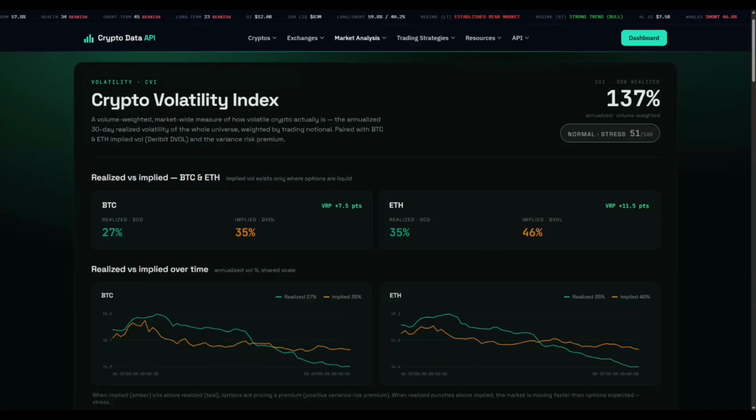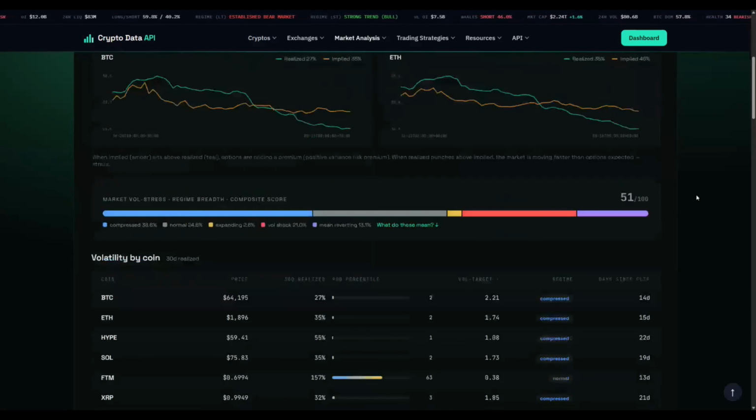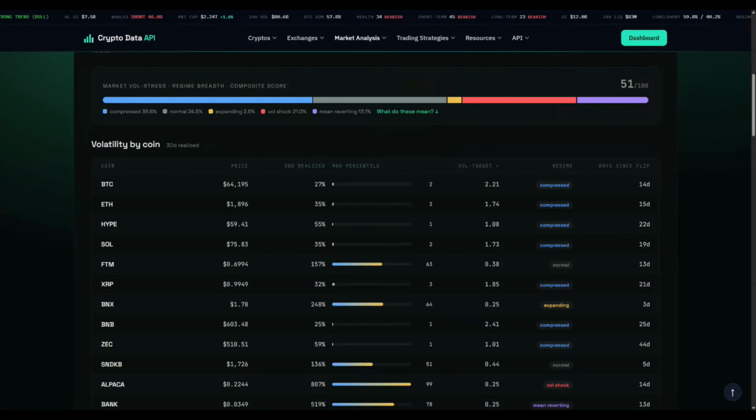But because this is crypto, not stock market, to test this volatility indicator against my real Hyperliquid completed trades, I created a composite score metric. It's a simple 0 to 100 stress score. So how much of the whole market is in a stressed volatility state? So the higher the composite score, the more the market is under pressure.